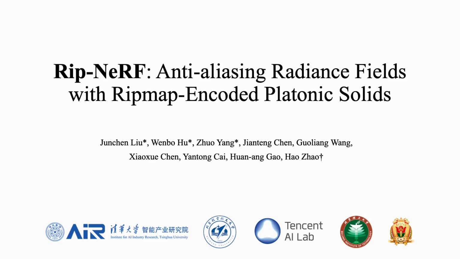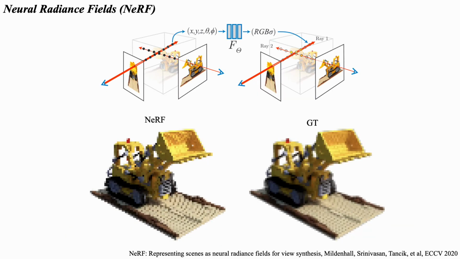We proposed Rip-NeRF, a Ripmap-Encoded Platonic solid representation to precisely and efficiently featurize 3D anisotropic areas, achieving high-fidelity anti-aliased renderings. The aliasing problem of NeRF is caused by its point sampling strategy. Though a pixel's color is the integration of all incoming radiance within the pixel's frustum, NeRF casts a single infinitesimally narrow ray per pixel, resulting in aliasing.